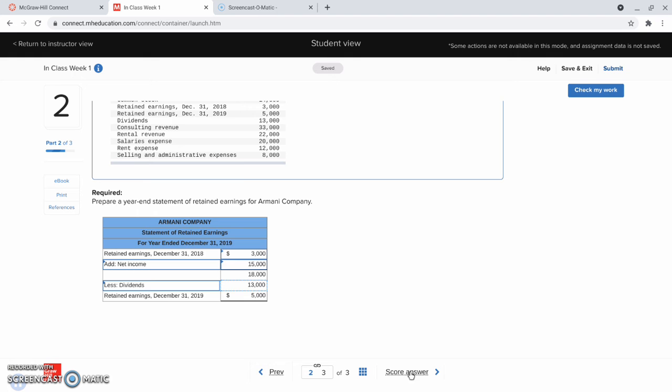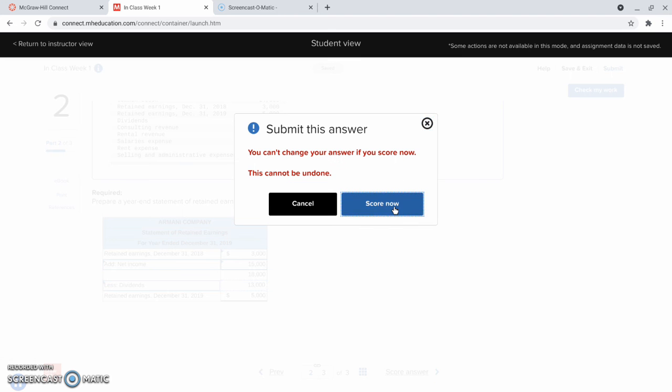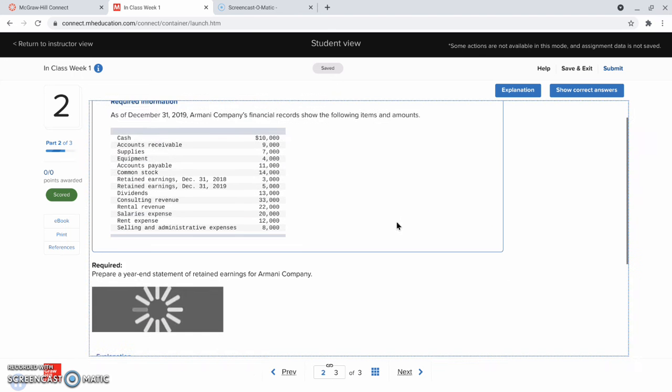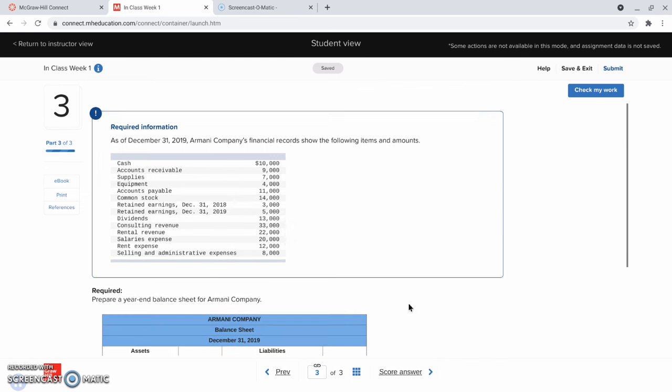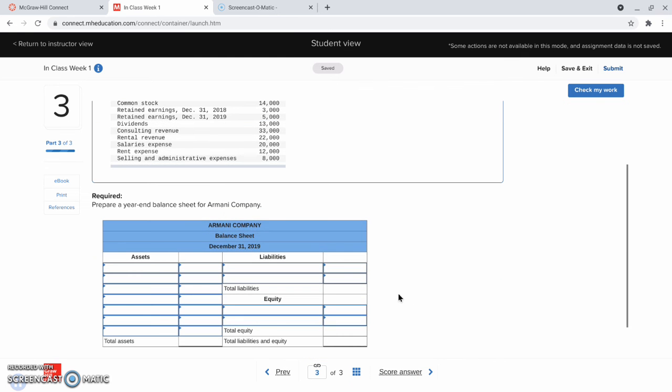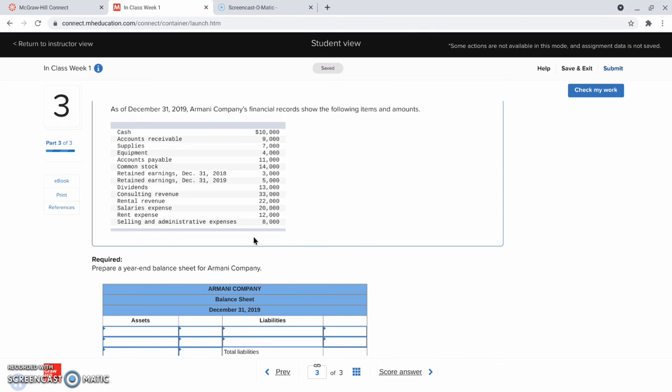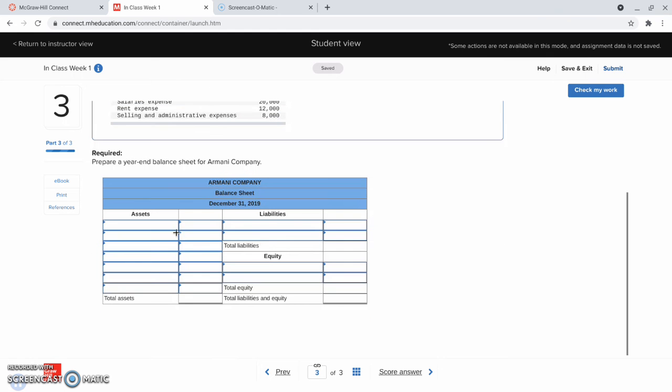We're doing good. Let's score our answer and see how we did. All green, all green, all green. All right, we're on to the last one, the balance sheet. On the balance sheet, first always goes cash. We have cash of $10,000. So cash is always first.